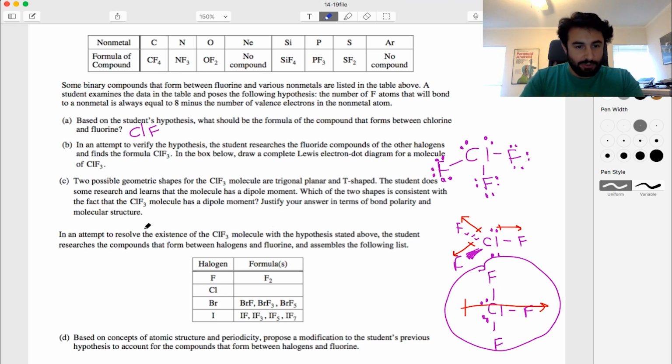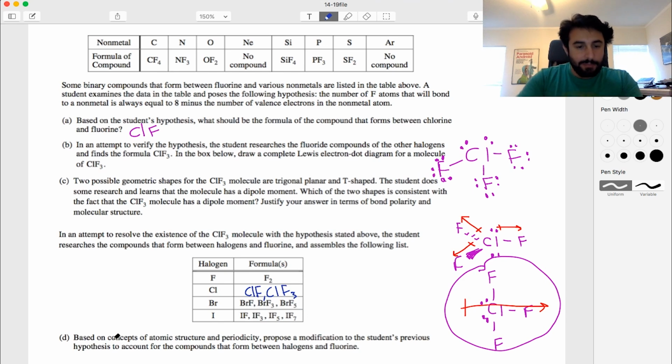In an attempt to resolve the existence of the ClF3 molecule with the hypothesis stated above, the student researches compounds that form between halogens and fluorine and assembles the following list. They didn't write it in because you have to figure it out, but ClF and ClF3, right? Let me write that 3 a little more clearly. Okay, so F2, fluorine with itself, is diatomic in elemental form. Then ClF, ClF3, BrF, BrF3, BrF5, IF, IF3, IF5, IF7.